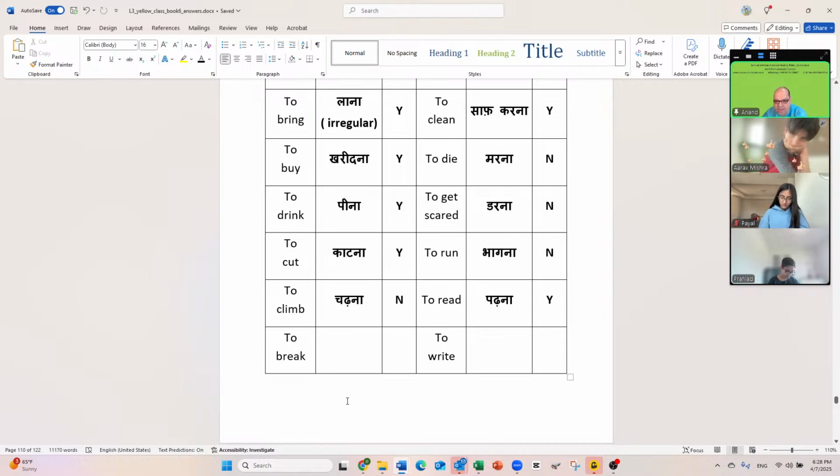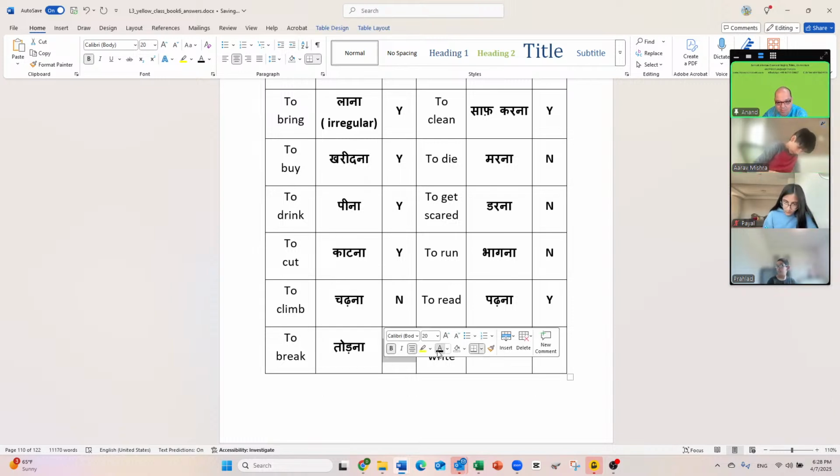Arav, next one, to break. Torna. Todna. Okay. Will it take a ne or wouldn't it take a ne? Yeah. What did you break? You broke something. You broke a plate. You're always breaking things around Arav. We know that.